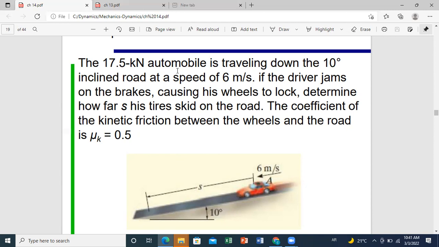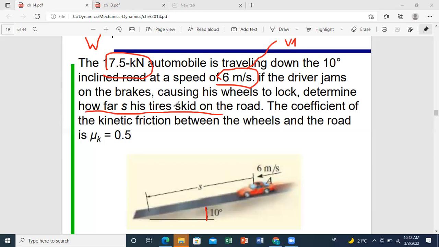What do I know in this problem? I have the value of W, so this is my weight. W is given. I have the initial speed. V initial is given, V at state 1. I know the inclination of my road. Now I did an action on the brakes. This means that I'm decelerating, so my velocity will be reduced. Now they want me to determine what is the total distance traveled before my car will stop.